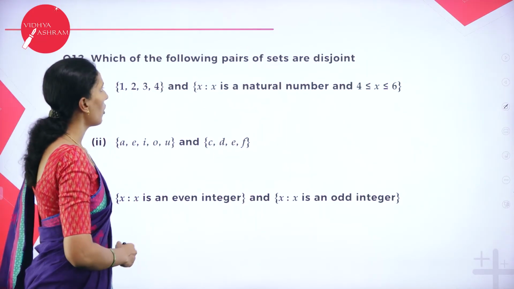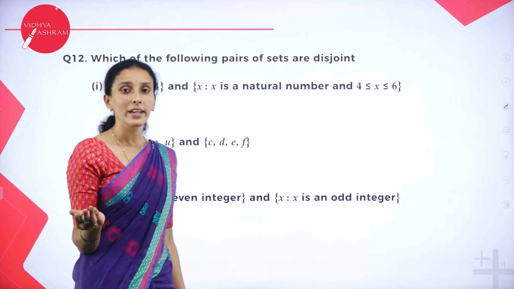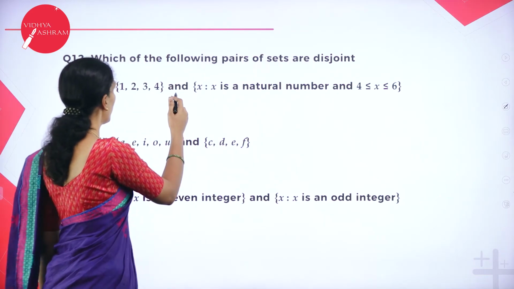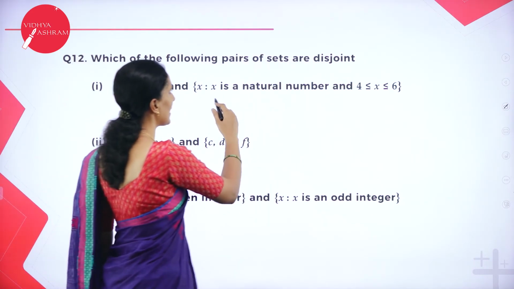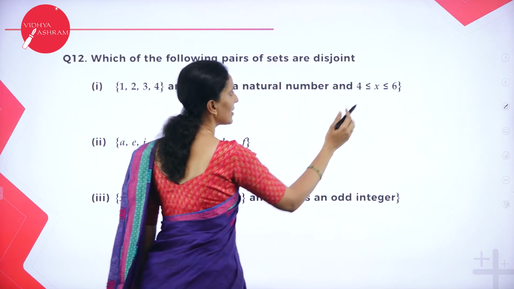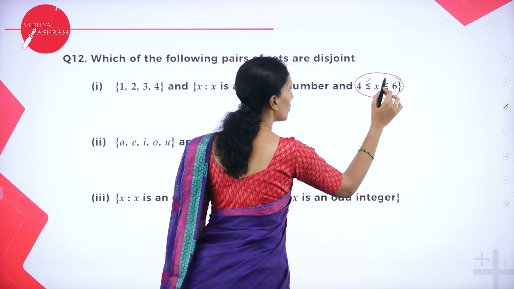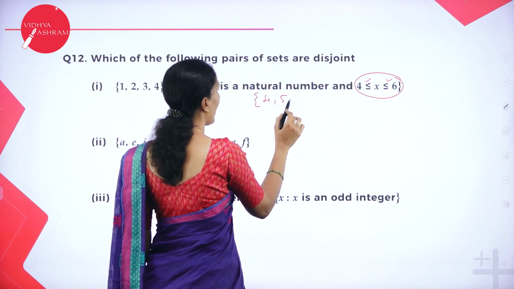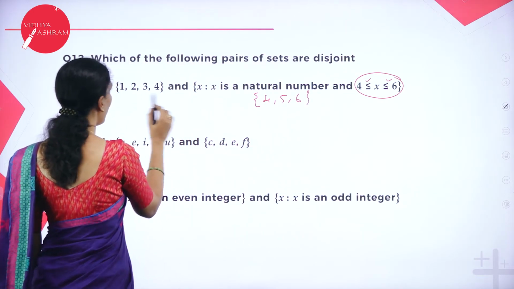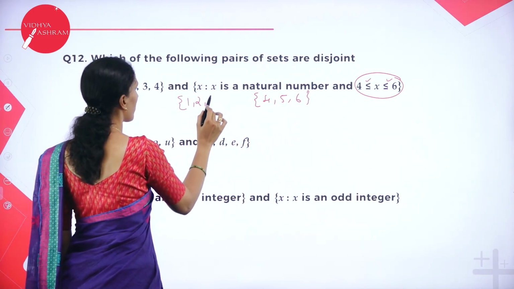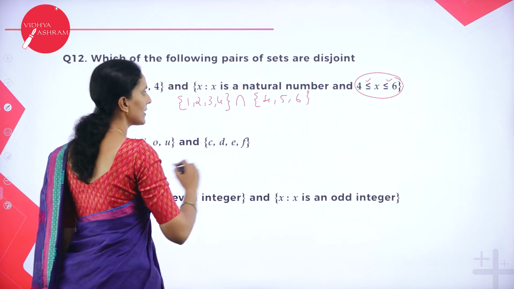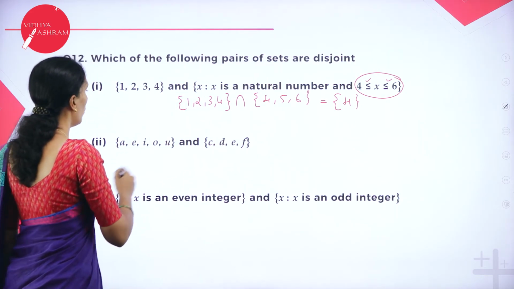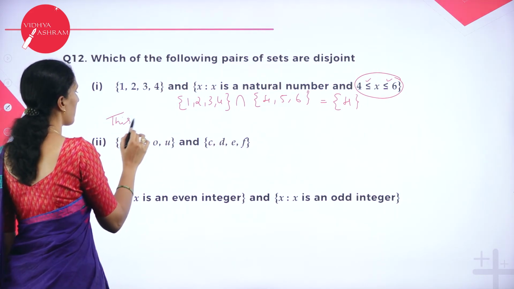Next, which of the following pairs of sets are disjoint? What did I say? It must be disjoint, so their intersection must be empty. So, here we have 1, 2, 3, 4. X is a natural number, which indicates you are going to include 4, 5 and 6. So, this set contains 4, 5 and 6. What about their intersection? You are getting 4 in common. So, this is not empty, so this is not disjoint.